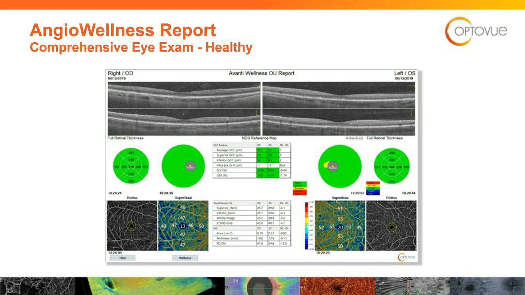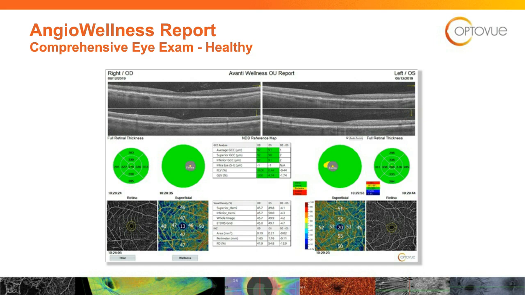So this is just the patient that came in for a comprehensive eye exam, and they opted to have the Avanti Wellness with the angiogram with it. So you get a B scan, a GCC, and the angiogram there at the bottom.